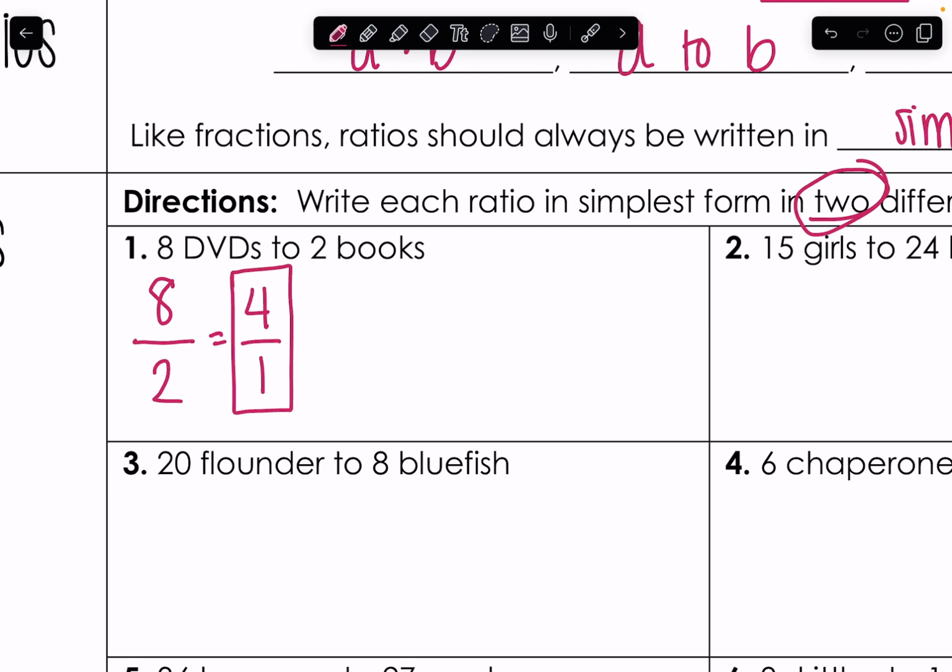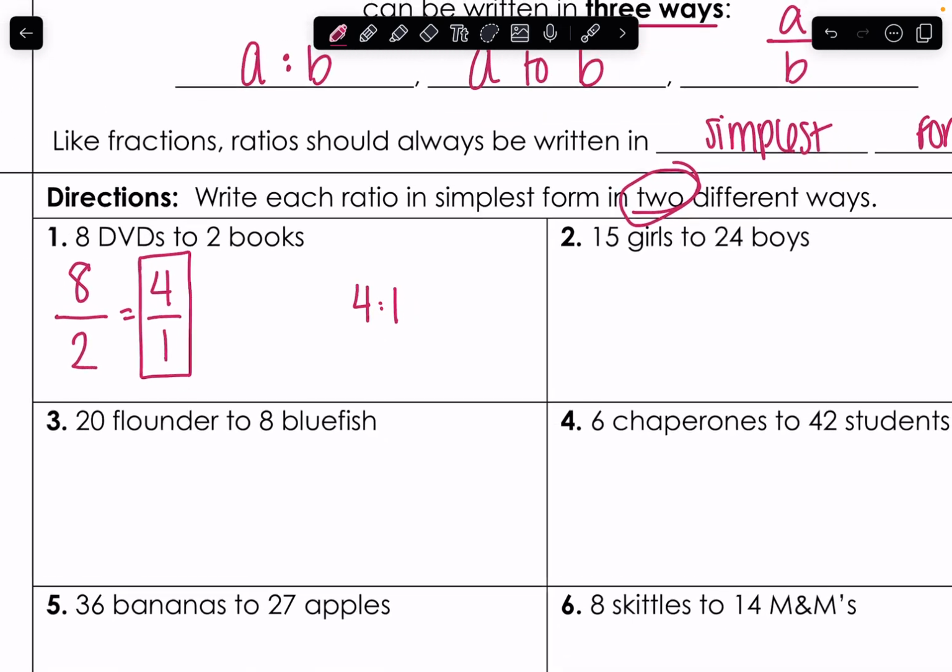What is important is that for this unit, I don't want to just write equals 4. Because remember, we're comparing two numbers. So this is the only time that I am going to leave that invisible 1 in my denominator. Another way to write this is 4 to 1. So that is the simplified ratio of DVDs to books. Okay, we're comparing. So let's try number 2.